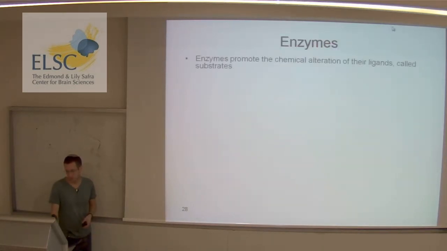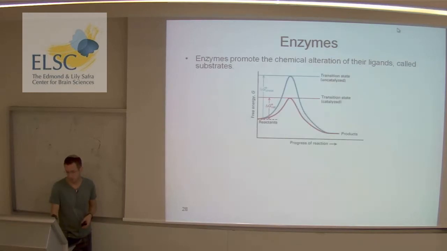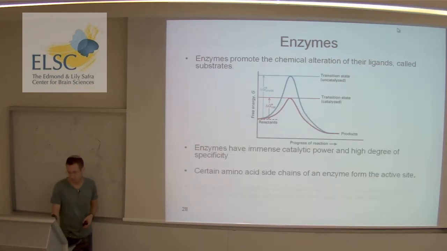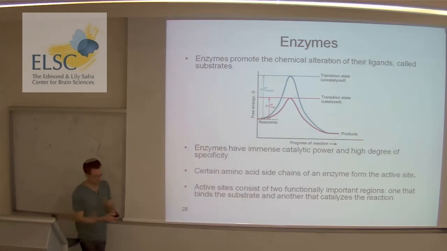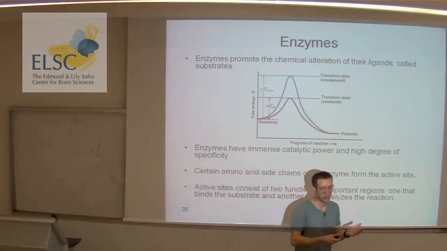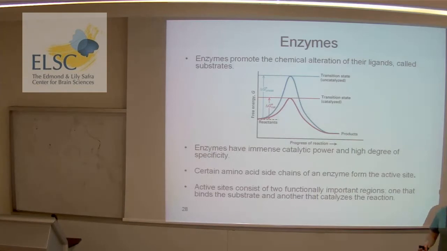Enzymes are a specific family of proteins that promote chemical reactions. A protein can bind a molecule and not necessarily change it chemically. So when a protein binds a molecule, we call the molecule that is bound to it a ligand. And when the protein changes its ligand chemically, then the protein is called an enzyme, and the ligand is called a substrate. So the substrate is a specific case of ligand.